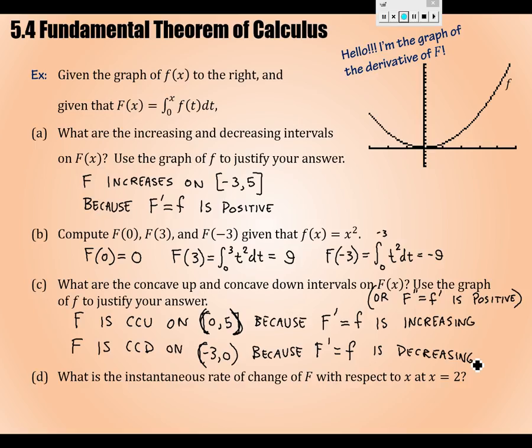What's the instantaneous rate of change of big F with respect to x at x equals 2? Because the derivative of big F is little f. Why did we pick x equals 2? Because big F prime of 2 is just little f of 2, which is 4.